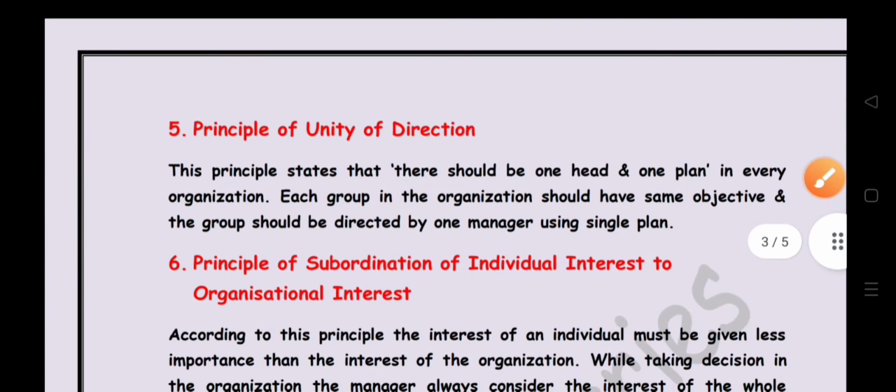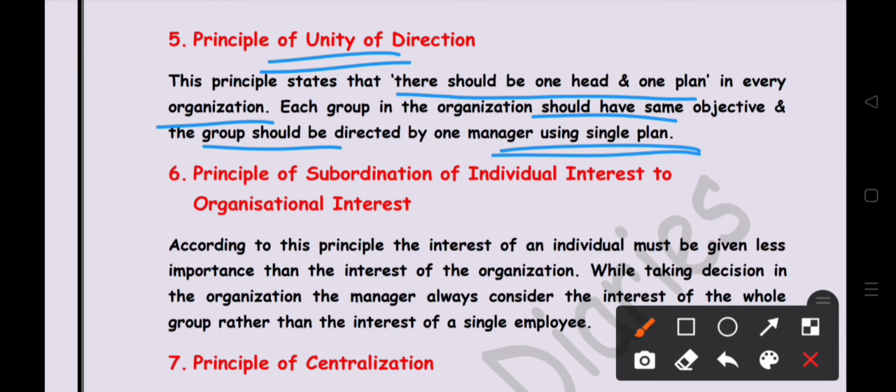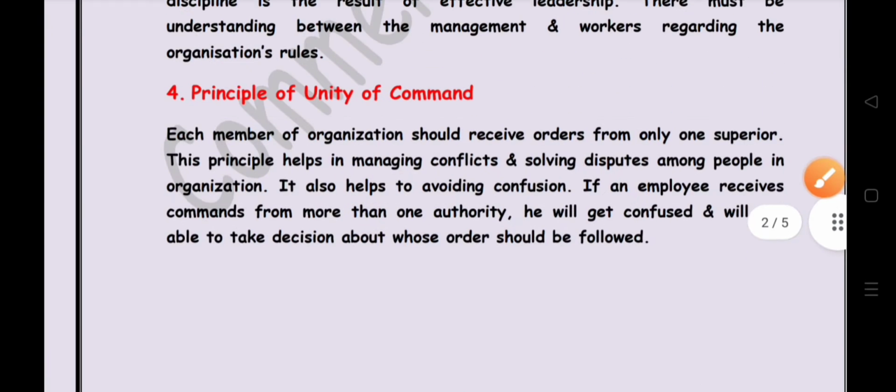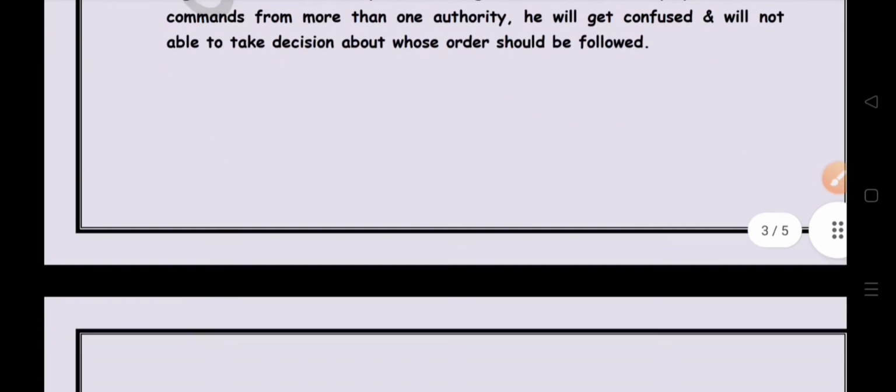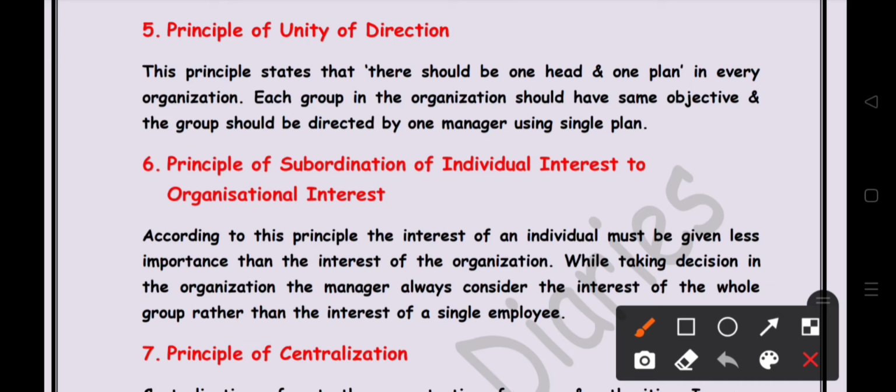The next principle is the principle of unity of direction. As the name suggests, the principle states that there should be one head and one plan. In every organization, each group should have some objectives, and the group should be directed by one manager using a single plan. As we discussed earlier, unity of command means one command for one particular group. Here, in unity of direction, there should be one head and one plan in the organization.